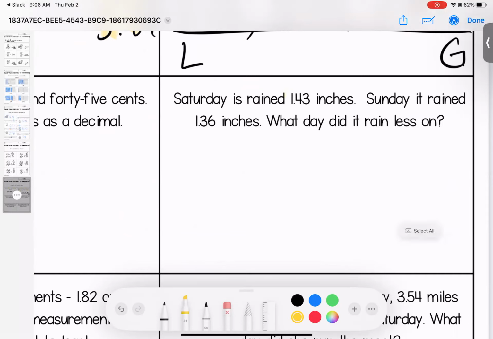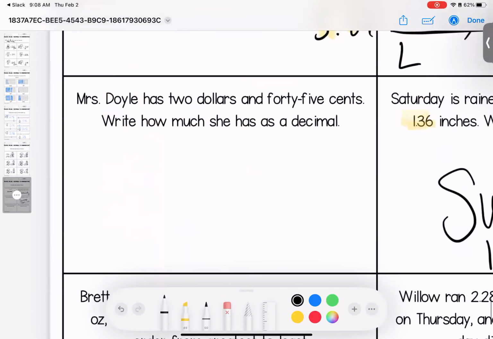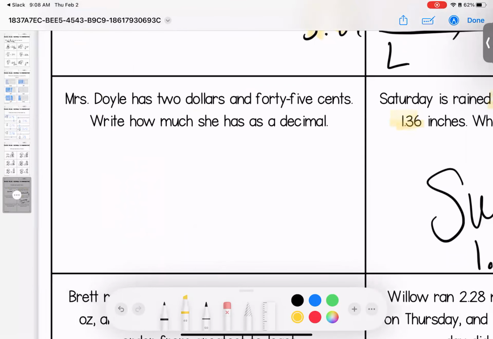Saturday, it rained 1 and 43 hundredths inches or 1.43 inches. Sunday, it rained 1.36 inches. What day did it rain less? It rained less on Sunday because 1.36 is less than 1.43.